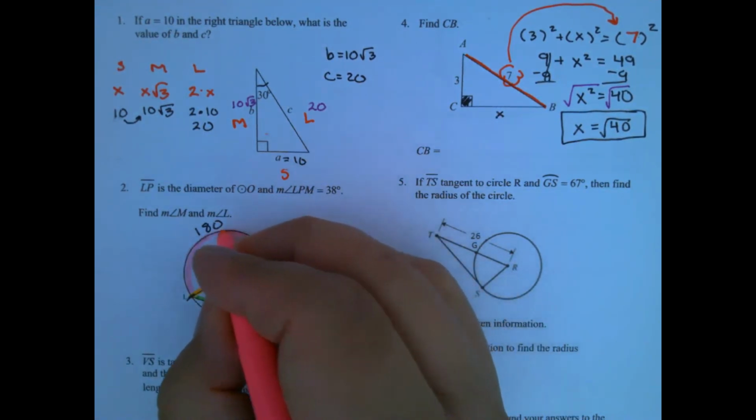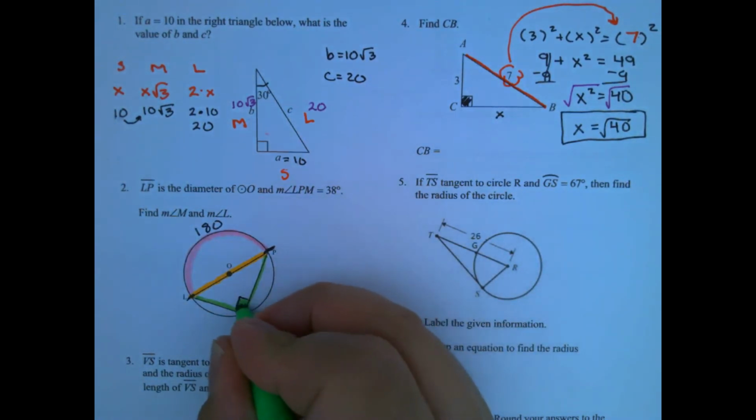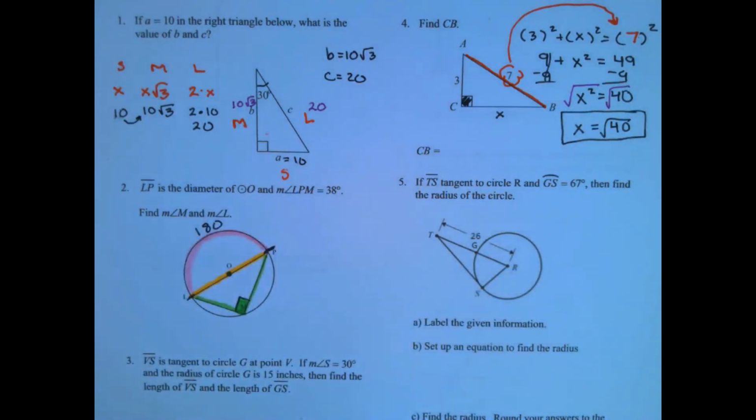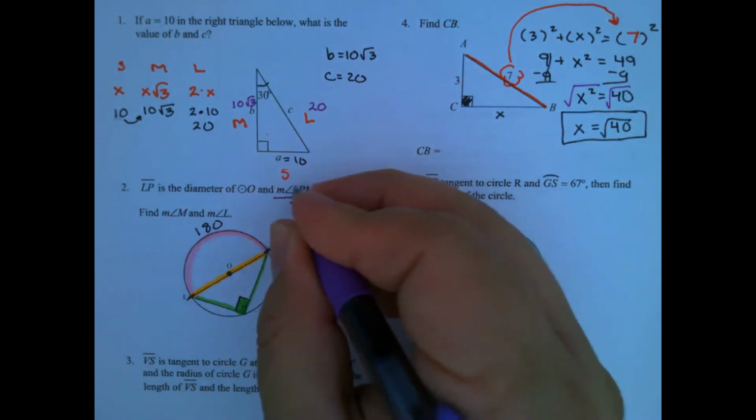Now, we don't know what they're asking for yet, but look at all the details I was able to put in. I was able to say that this is now a 90 here. This is a diameter, so this is 180. And then they did give me one more piece of info. They said angle LPM is 38. Well, let's trace it.